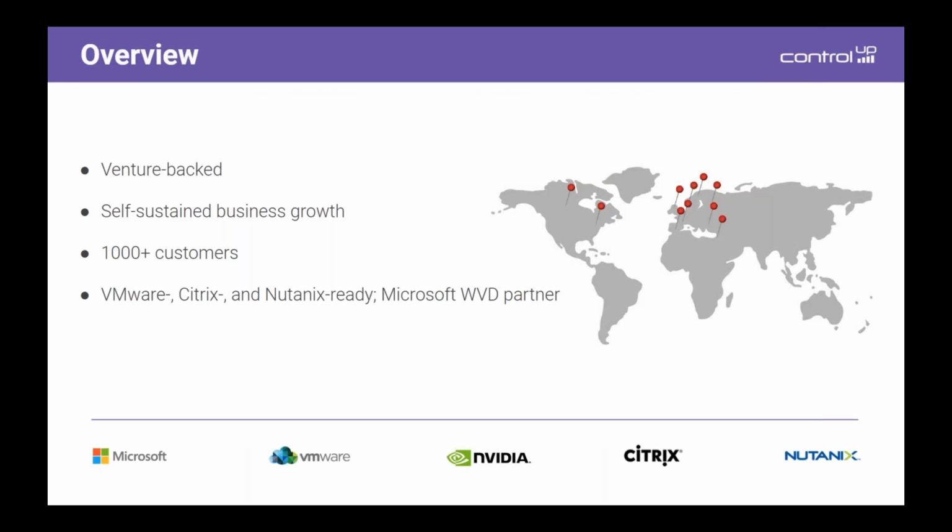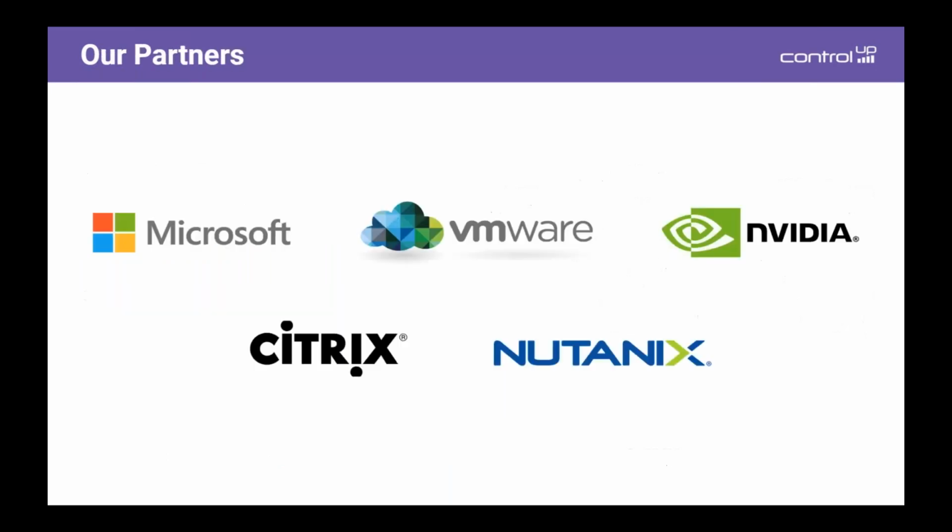So just a little bit of housekeeping. I'm going to talk about ControlUp as the company, who we are, and kind of what we do. ControlUp is a venture-backed organization. We have self-sustained business growth. We've been growing year over year over year, along with all the metrics that make us a stable company. We've got now 1,000+ customers, and obviously we're VMware, Citrix, Nutanix ready. We're a Microsoft WVD partner, so we're around in the industry. We have all of the credentials to prove it.